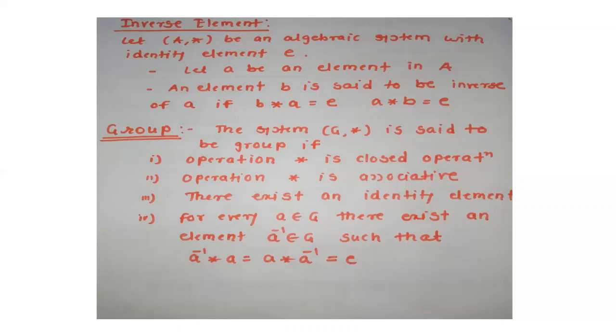So for a semigroup, you have to satisfy two properties: closed operation and associative operation. And for a group, you have to satisfy four properties: closure, associative, identity, and an inverse element.